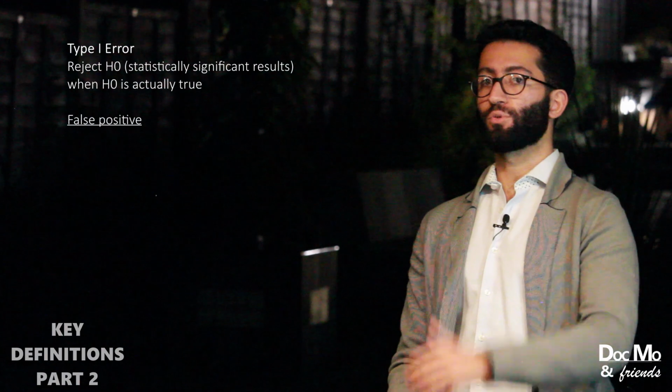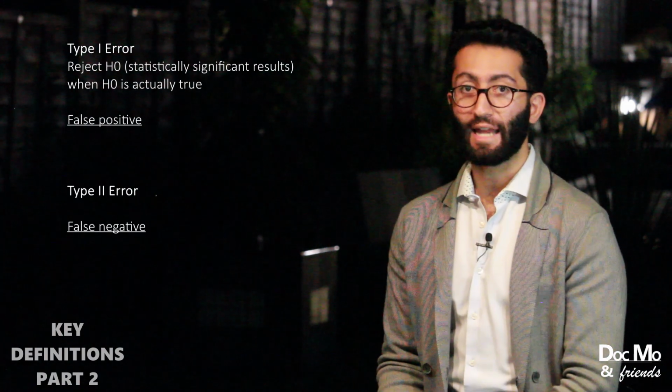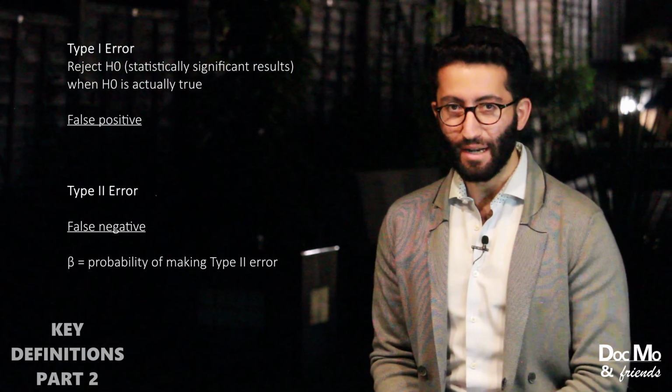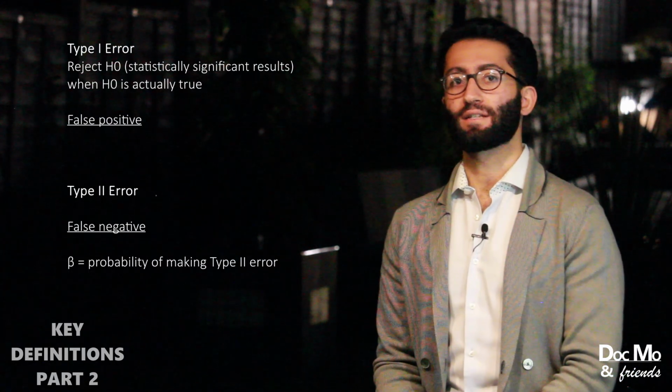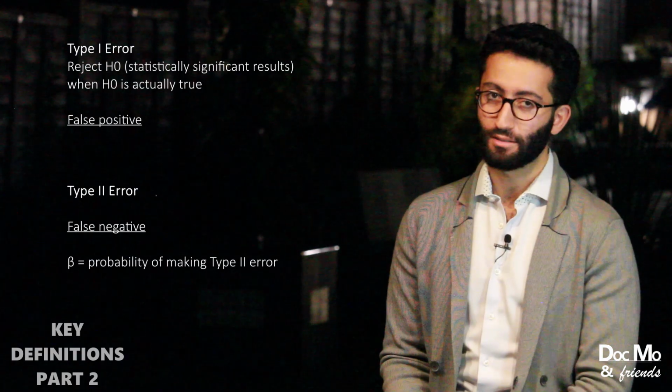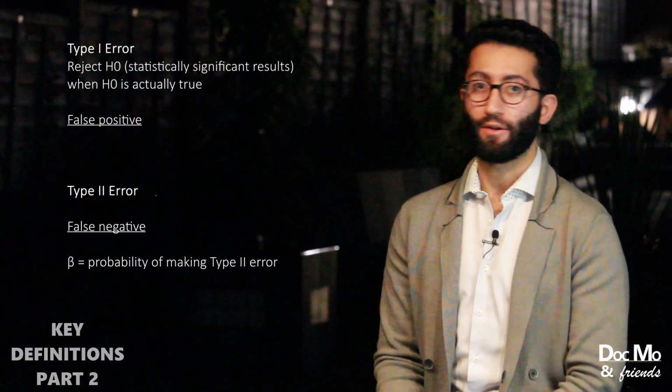This is in contrast to a type 2 error, which is a false negative. Sometimes you'll see beta thrown around. Beta is the probability of making a type 2 error. Usually we say that if it's under 0.8, we're not too fast. Above this, and you've got to start thinking about the quality of your study.